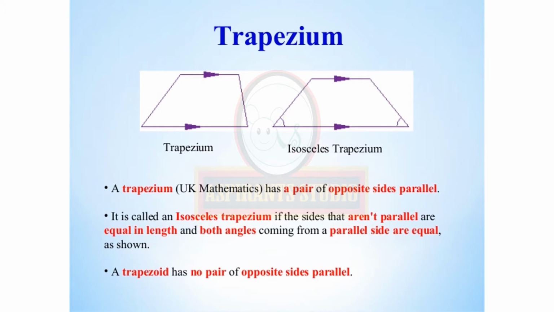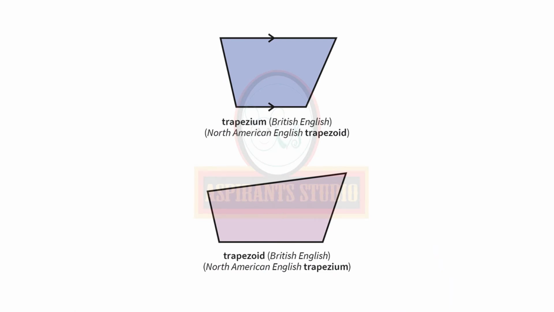Now, a trapezoid has no pair of opposite sides parallel. See the difference between a trapezium and a trapezoid. In British English, look at the first figure. That figure is called a trapezium. But in North American English, it is called a trapezoid, the opposite way.